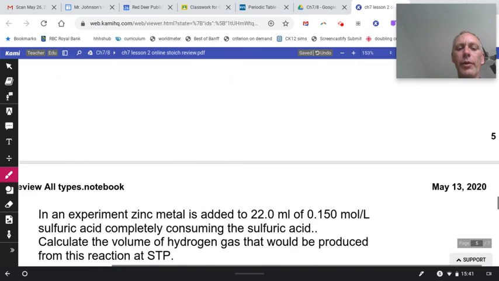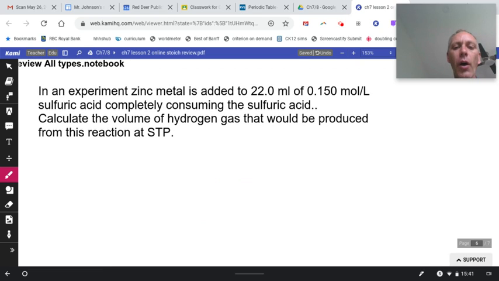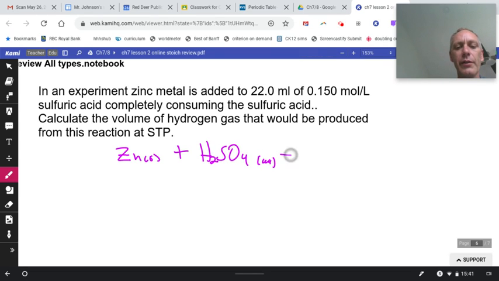Okay, last one. This one is a combination. We're going to do gas stoich and solution stoich. Ooh, what a deal. Okay, so balanced chemical equation first. Zinc metal is added to sulfuric acid. This will be a single replacement to give us zinc sulfate and hydrogen gas. Often when you add metals to an acid, you get hydrogen gas.